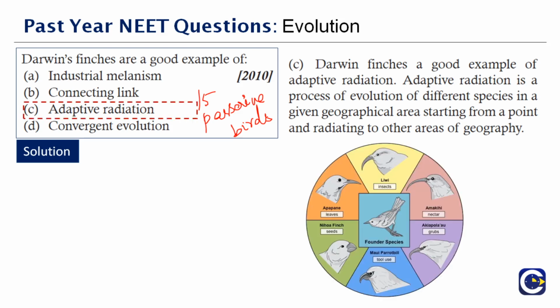And you can see the Darwin's finches here, a diagram that is given here. You can see one particular kind of beak is well suited for eating insects, one for nectar, one for tools, one for seeds, one for leaves. So based on that, the beak formation is there. Can you identify that? Therefore the right answer is option C. Let's move to the next question here.